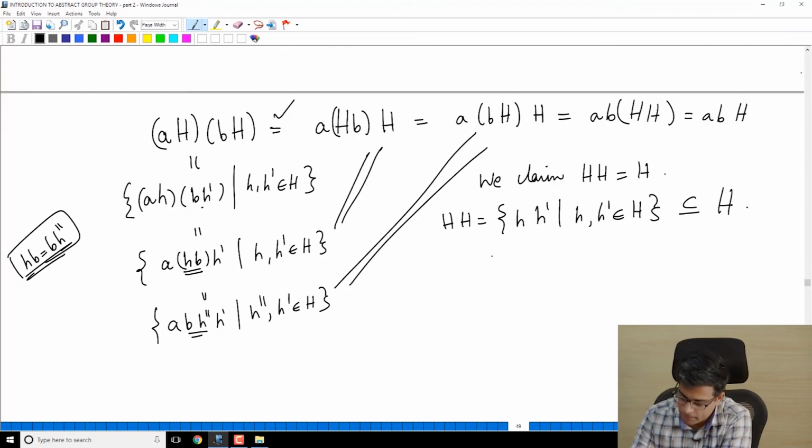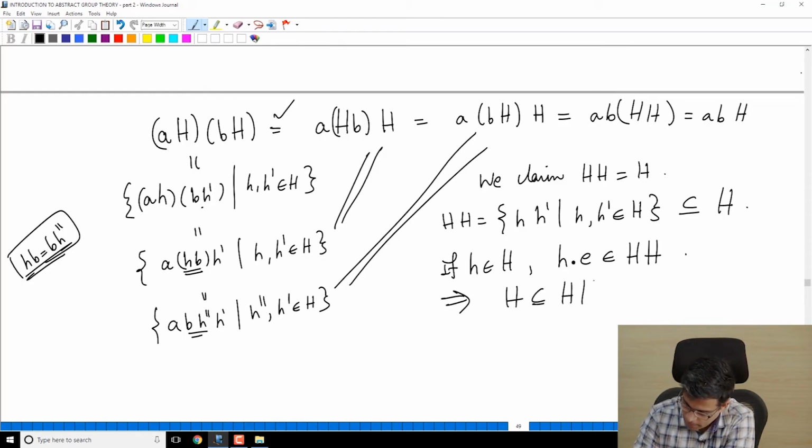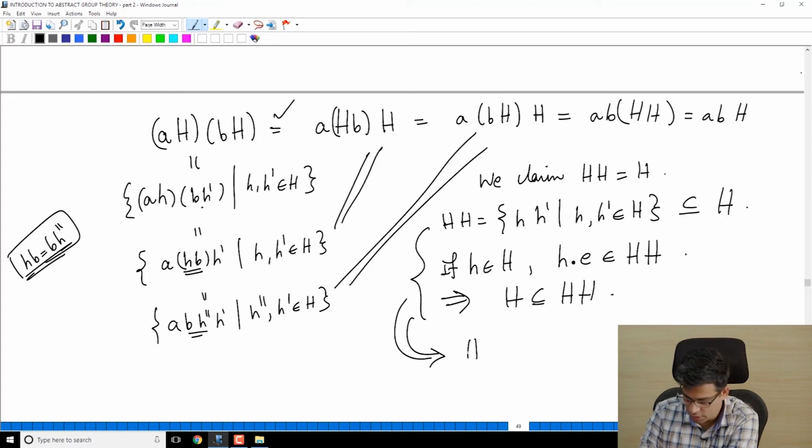On the other hand, if small h is in capital H, you can write this as h times e, and this is in HH, right? Because e is in H, the identity element is in H, so he is in HH. So this means H is contained in HH. So HH is contained in H is contained in HH. So this implies H equals HH.